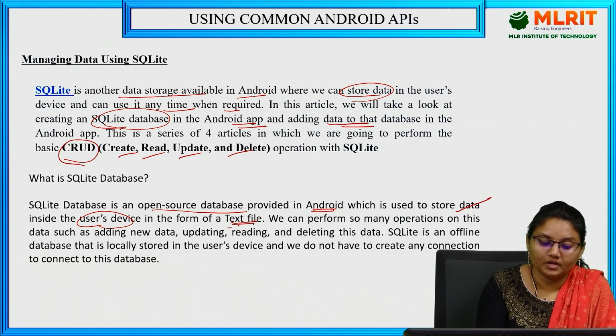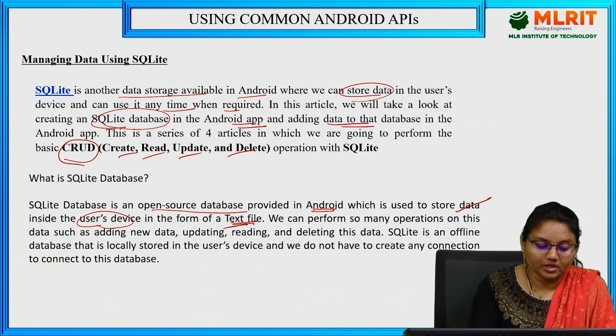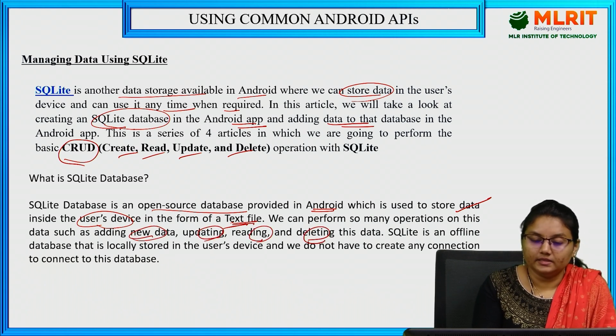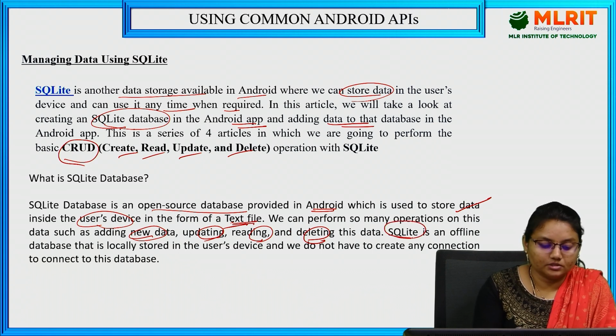We can perform many operations such as adding new data, updating, reading and deleting. All the CRUD operations can be made on the device. SQLite is an offline database that is locally stored in the user's device.